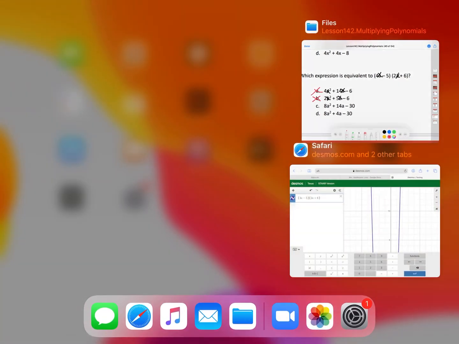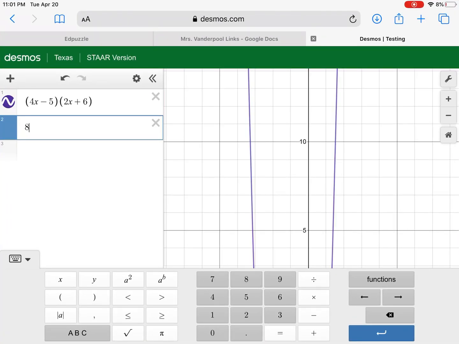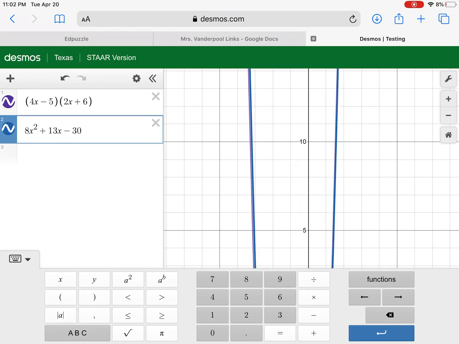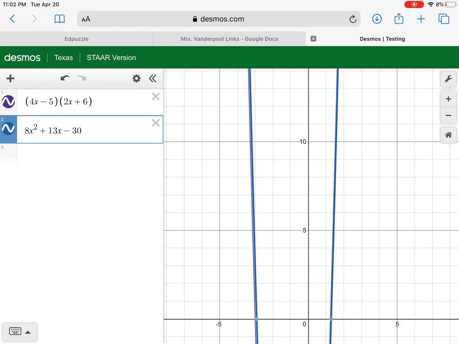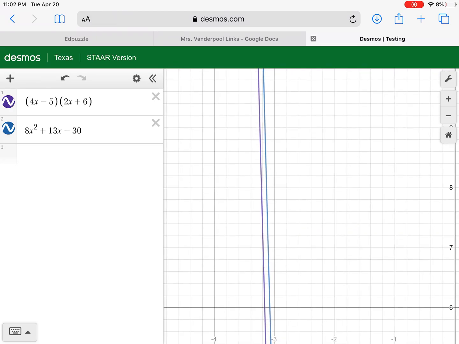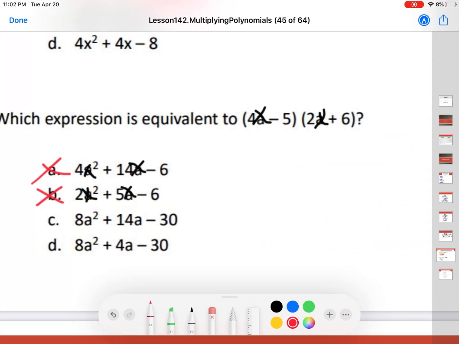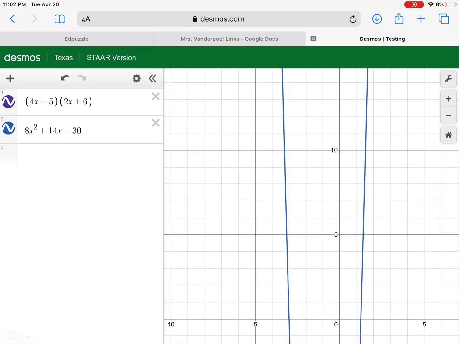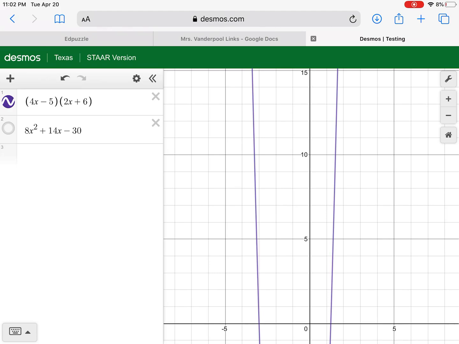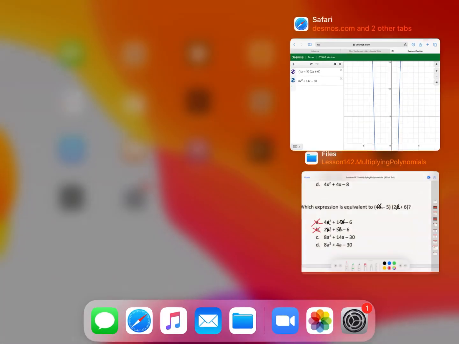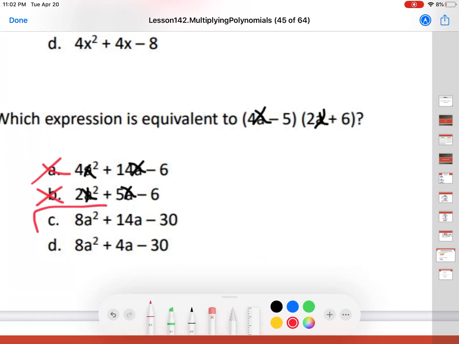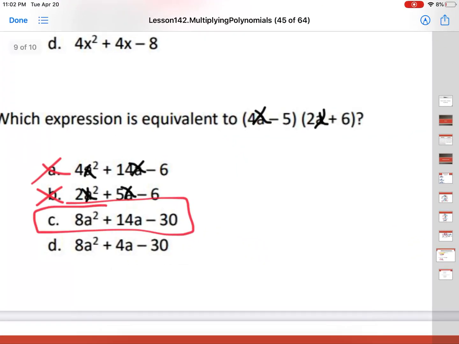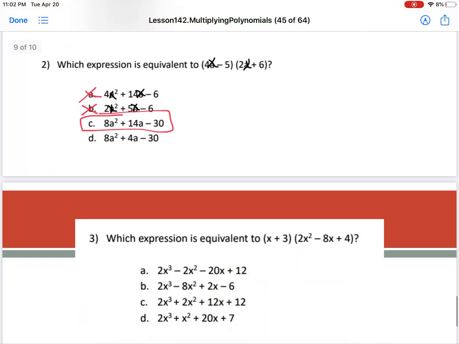Let's try C. 8x squared plus 14x minus 30. There it is. There's the purple graph. Here's, ooh, they're so close. Oh, it's a 14. Sorry, guys. Here we go. There it is. Okay, here's the purple graph. Here's the blue graph. They're exactly the same. They're equivalent. They're the same. So the correct answer is C.